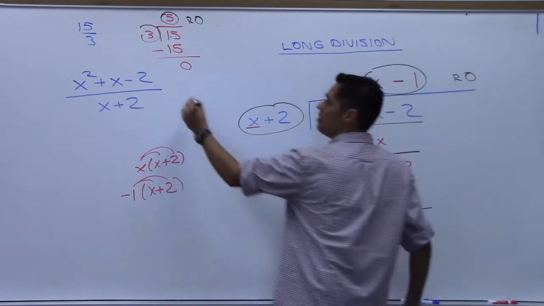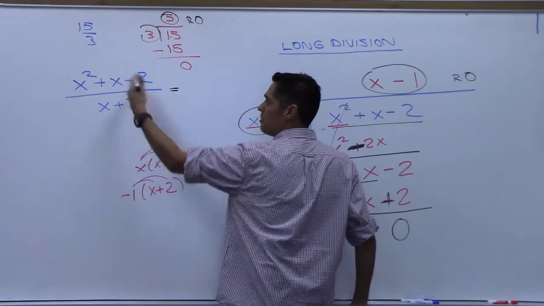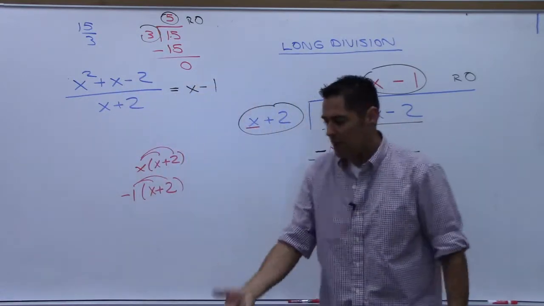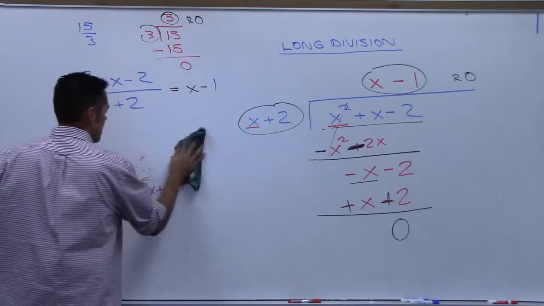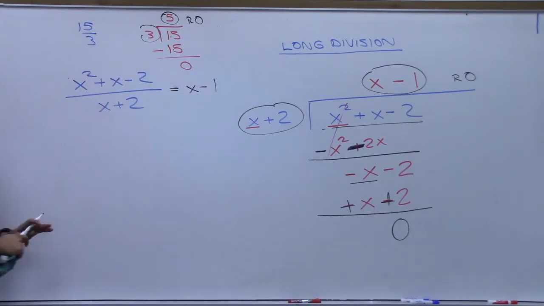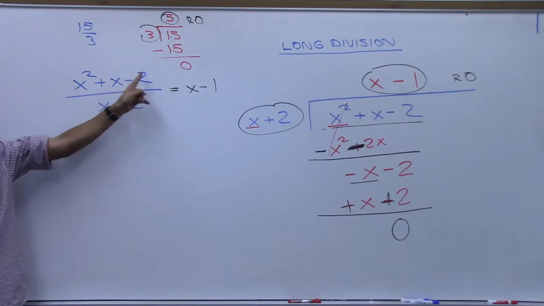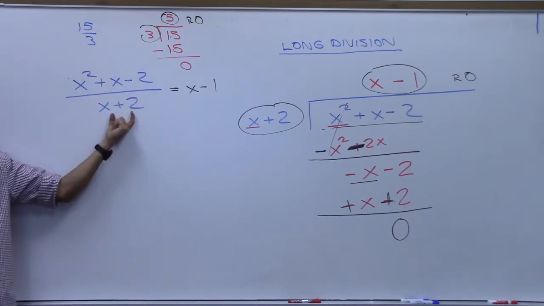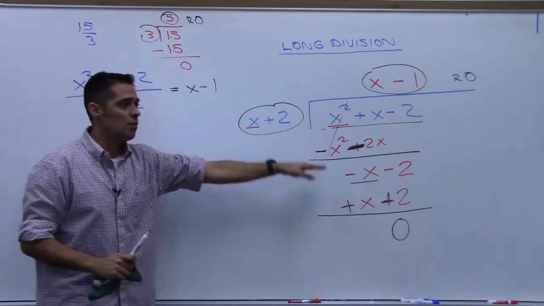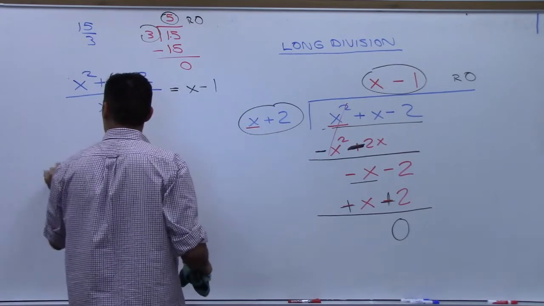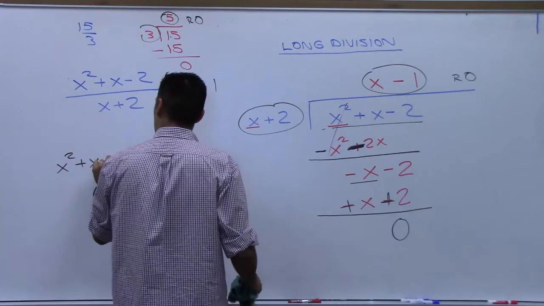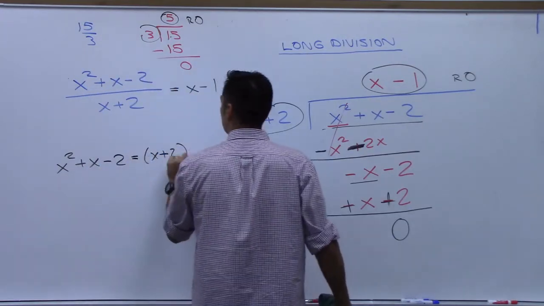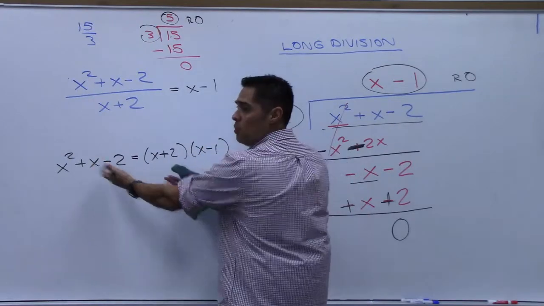So the answer to the division problem is what? The answer to this division problem is x minus 1. But what's more fundamentally important to us right now is that if we did not know how to factor the top, and we chose this correctly, and we get a remainder of 0, then this automatically told us that x squared plus x minus 2 would factor to be x plus 2 times x minus 1. And so we have factored it.